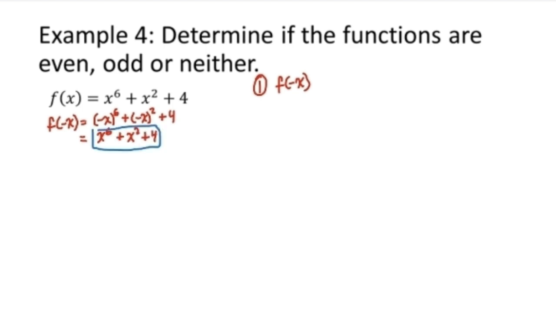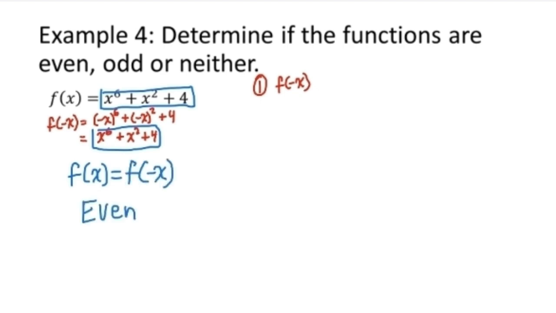Notice how our f of negative x, after we simplify, is exactly the same as f of x. So what we just showed is that f of x equals f of negative x, which is precisely the definition of an even function. So our function f of x is even.